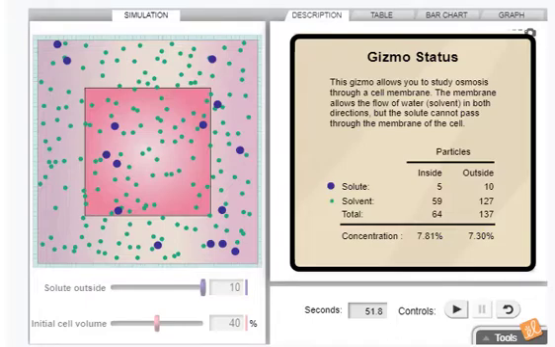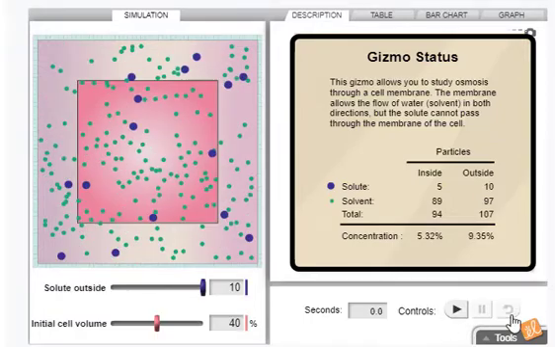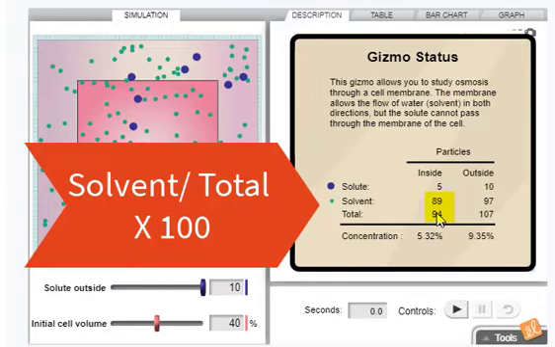All right, so we've made it to question number 4. I'm going to run a little experiment here. We're going to hit that reset button again. We are going to check that the solute outside is 10. The initial volume is 40. We're going to calculate the solvent concentration. To do that, we're going to take the number of solvents divided by the total number of particles times 100.